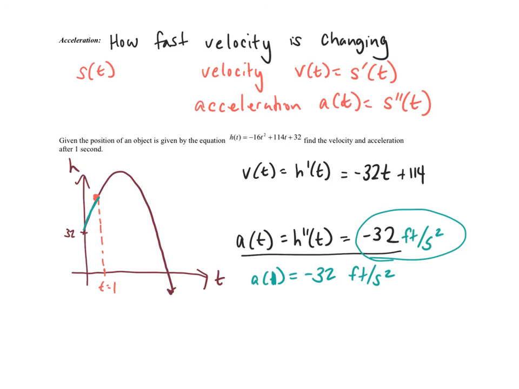Now for velocity, velocity will change because it has a variable. So if I want to know the velocity after 1 second, I could just plug in 1 for t, and so I get 114 minus 32, and that will be 82. And again, I'm going to assume this is in feet per second. It's how many feet you're moving every second, and acceleration is how many feet per second you are changing every second. So that's why you get the square in the bottom of acceleration. So that's a pretty common application of a second derivative.